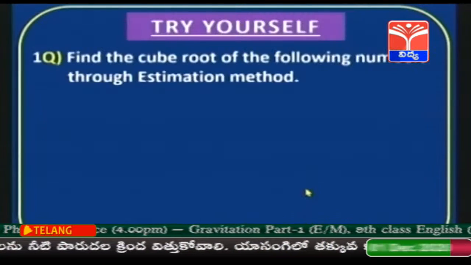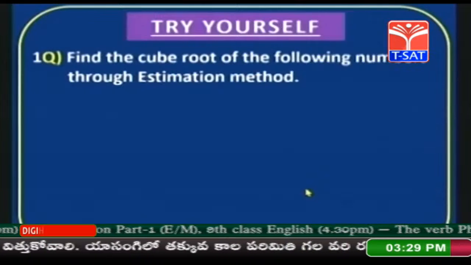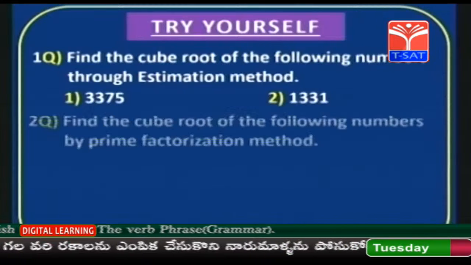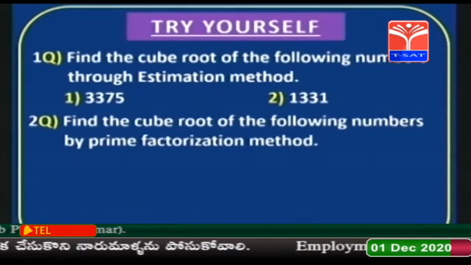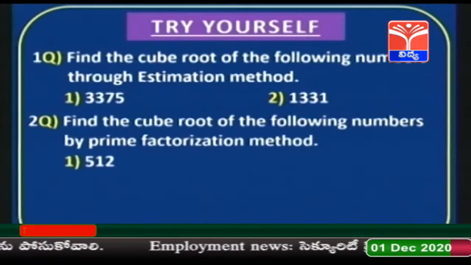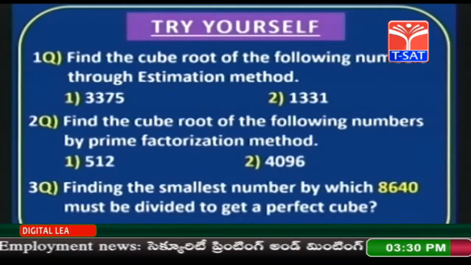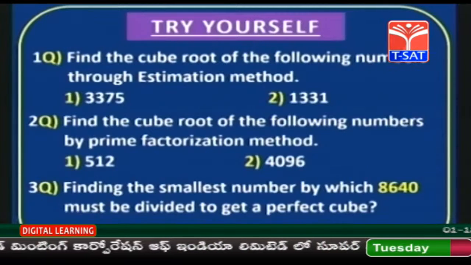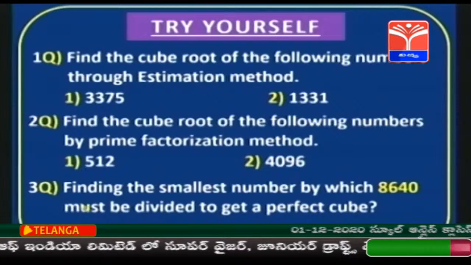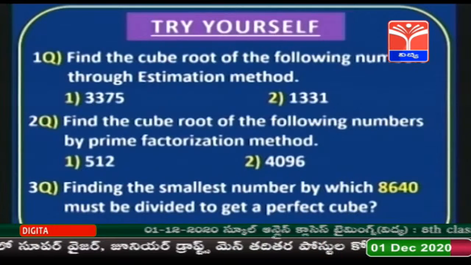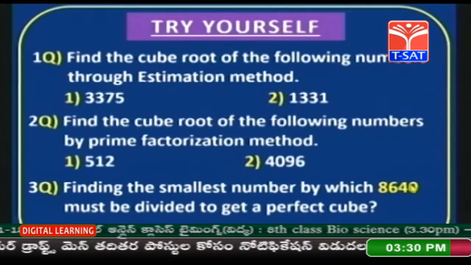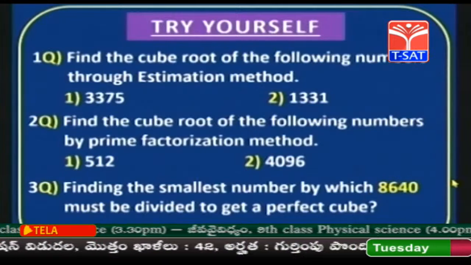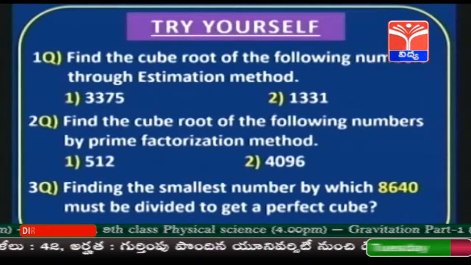Try yourself. Find the cube root of the following numbers through estimation method. 3375, 1331. Find the cube root of the following numbers by prime factorization method. 512, 4096. Find the smallest number by which 8640 must be divided to get a perfect cube. Children, when they are asking you to divide, you have to go for prime factorization method. When they are asking you to add or subtract, you have to go for division method for square roots.